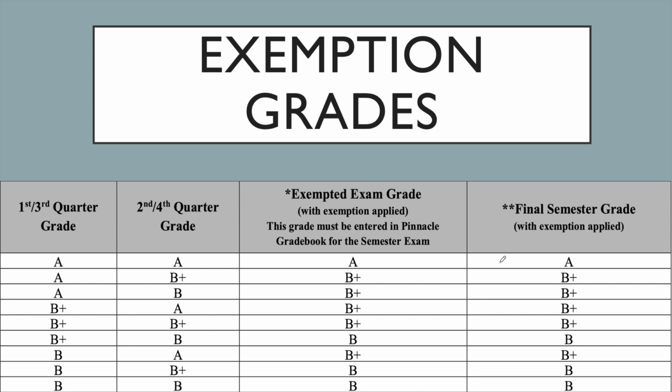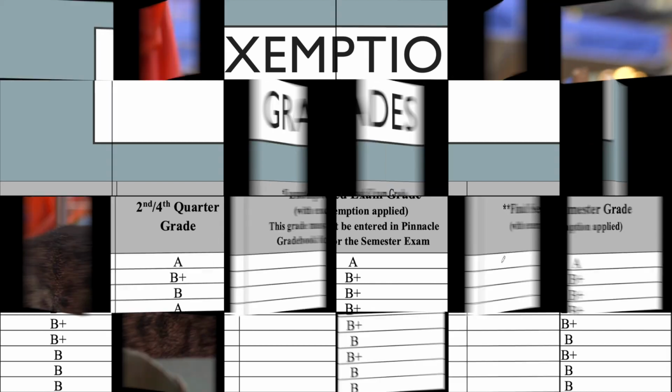Now remember that exempted grades are predetermined and will be exactly what this graph tells you based on your first 2 quarter grades. Please make sure to choose wisely if you decide to exempt or if you try to take your final or midterm for a better semester grade.